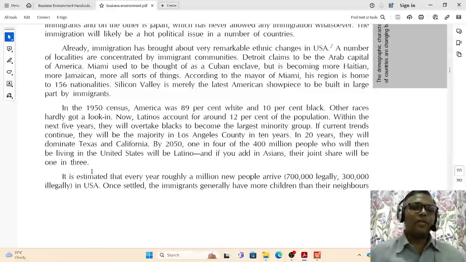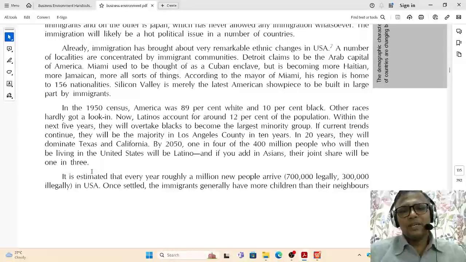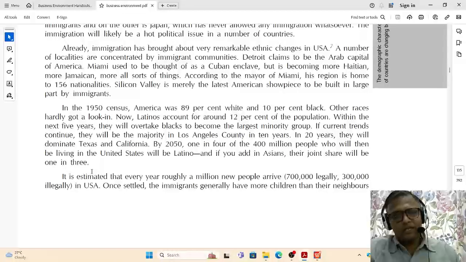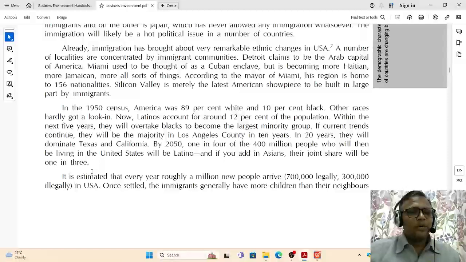In the 1950 census, America was 89% white and 10% black. Other races hardly got looked at. Now, Latinos account for 12% of the population. Within the next 5 years, they will overtake blacks to become the largest minority group. If current trends continue, they will be in the majority in Los Angeles in 10 years. In 20 years, they will dominate Texas and California.